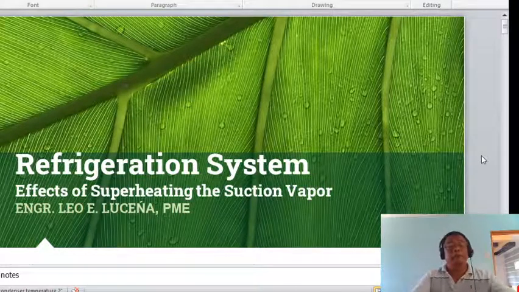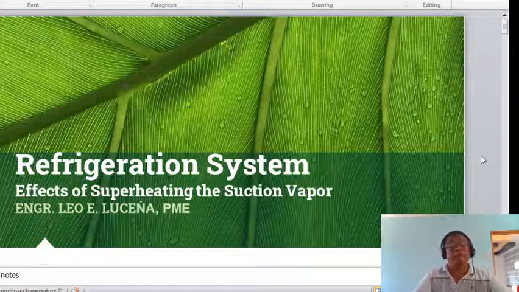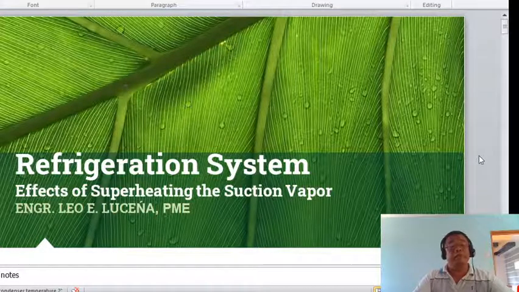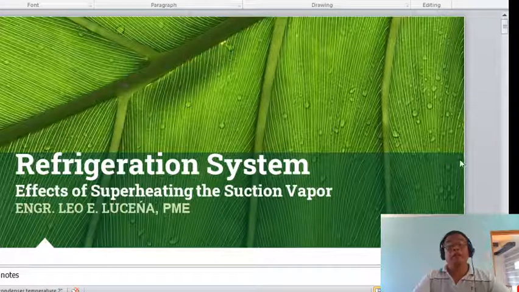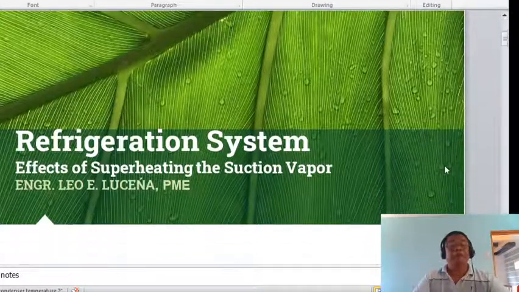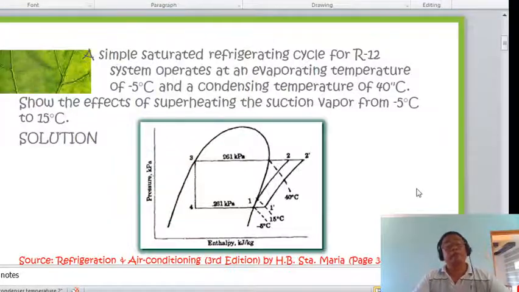Again, class, good morning. So, this is another situation in refrigeration system. This is the effect of superheating the suction vapor. Previously, we already finished increasing the evaporating temperature and increasing the condensing temperature. By this time, superheating the suction vapor. Let us now consider this example.